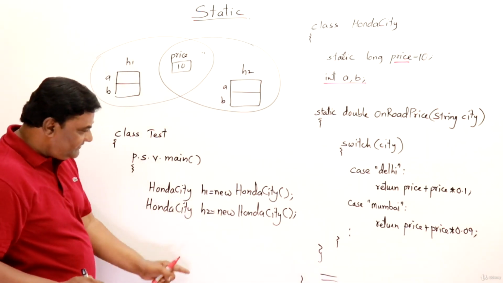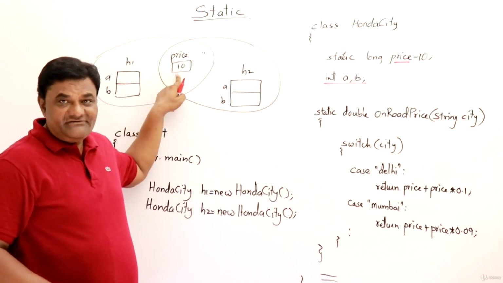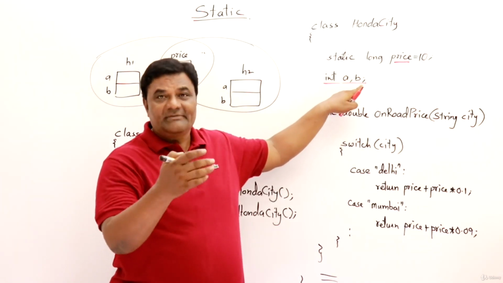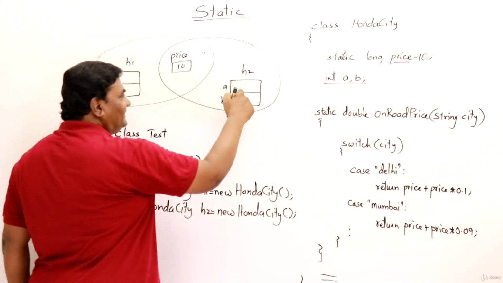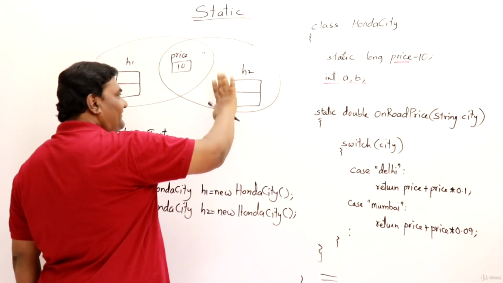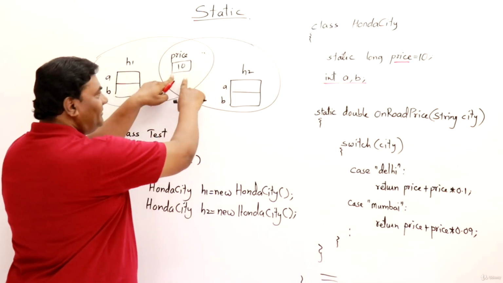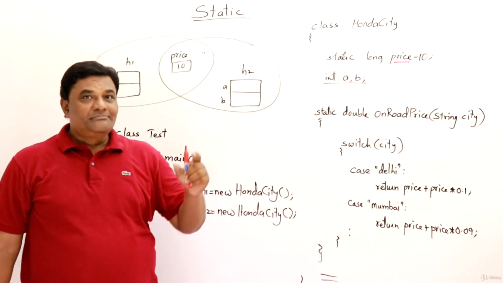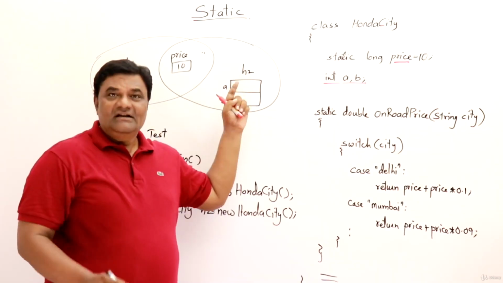If you make 100 objects of this Honda City also, all of them will share the same price variable, the same 8 bytes. But what about int A and B? 4 bytes for int A and 4 bytes for B, a total of 8 bytes. So these 8 bytes belong to H1 and those 8 bytes belong to H2. Each has its own non-static members, but both are sharing a common data member, that is static. So I repeat the point here: static data members belong to a class and can be shared by all the objects of a class. Let us see here.